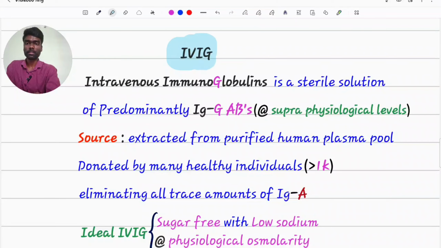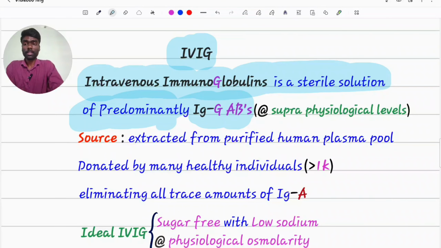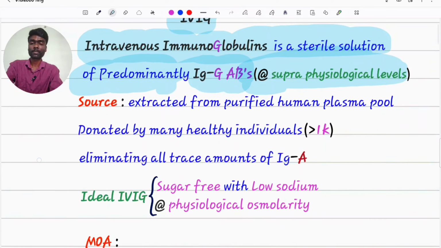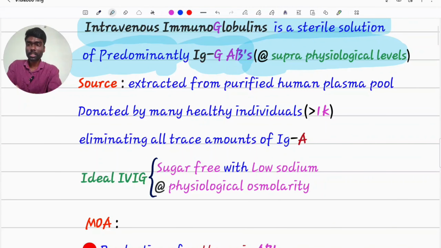IVIG, Intravenous Immunoglobulins, is a sterile solution of predominantly IgG antibodies, at supraphysiological levels. If it is a drug, we would call it suprapharmacological levels, which we give in DCP pulse. From where do we get these supraphysiological levels of IgG antibodies?